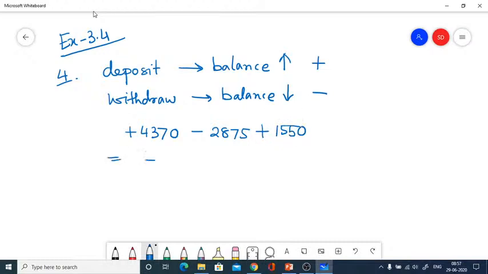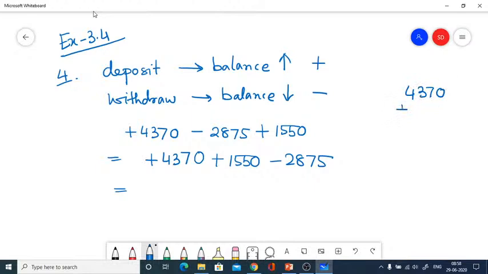So this is the balance. You put all the positive numbers. You write proper statements as given in the video. I'm just doing the working over here. Please follow the video for the statements. So first we are going to add all the positive numbers. That is 5920 and then minus 2875. Now do the subtraction.